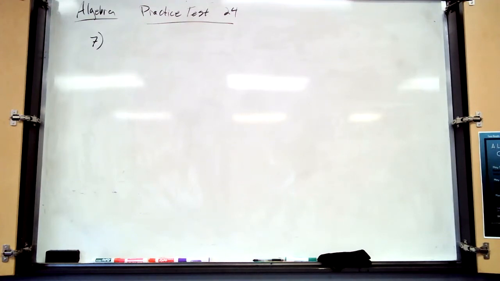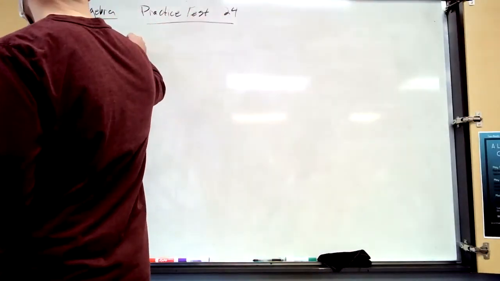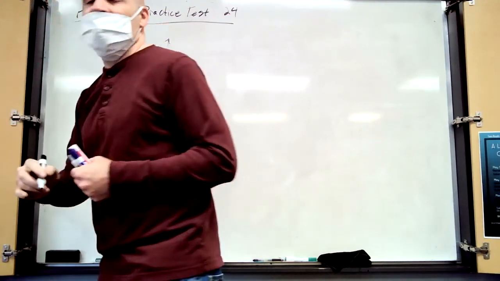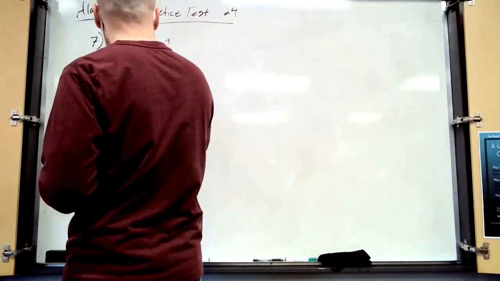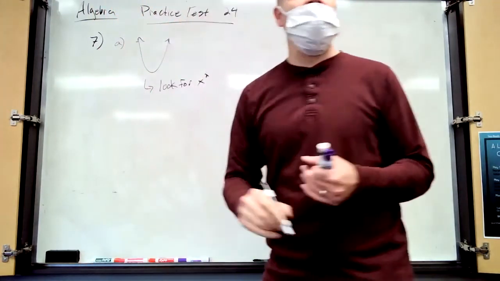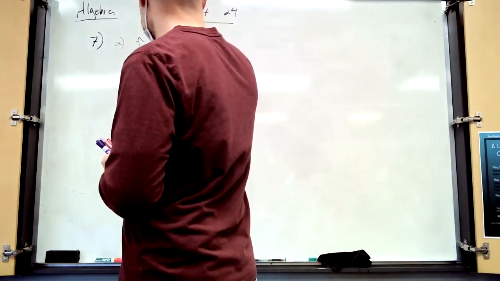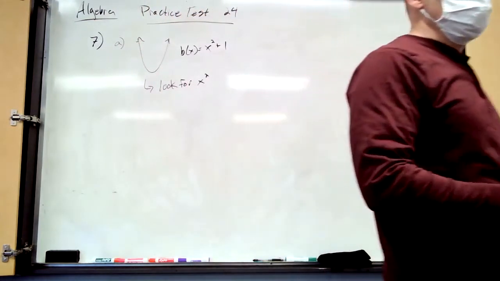Or can you tell me what you think it is? Is it x squared plus 1? Yeah, so this is a square function. Whenever you see a parabola, you're going to look for an x squared or something squared, okay? Look for an x squared. Well, there's only one function with an x squared, and that's b of x. So b of x equals x squared plus 1, okay?